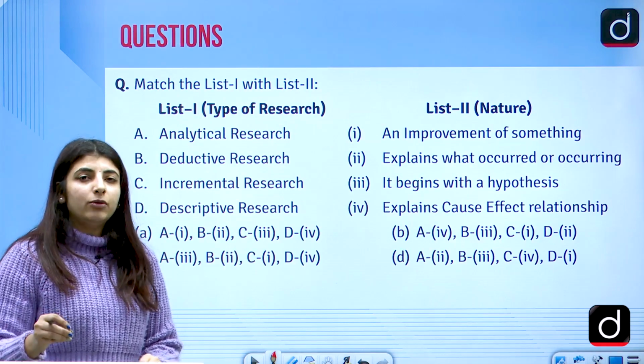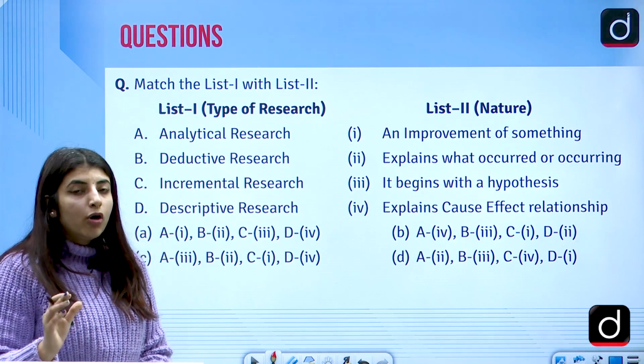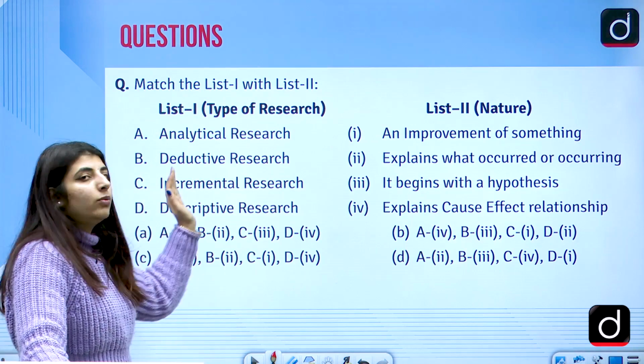Moving forward with the second question, pause your screens a little bit more to see and match list 1 with list 2.